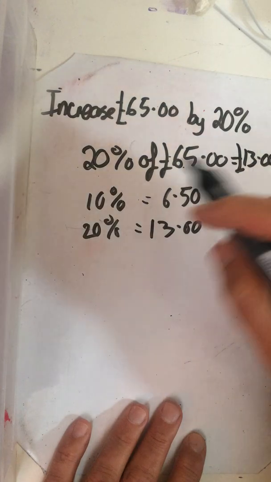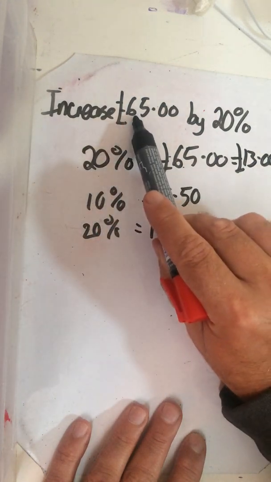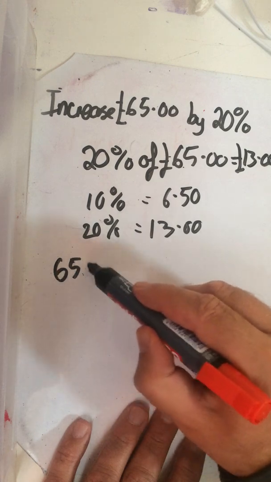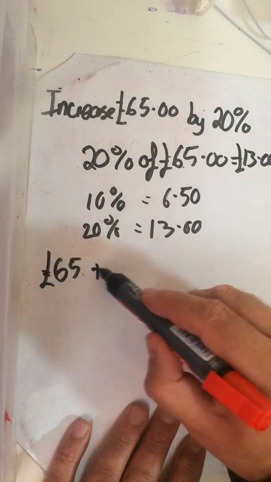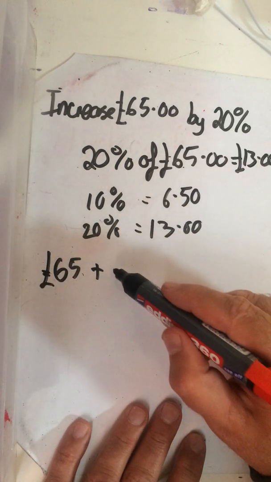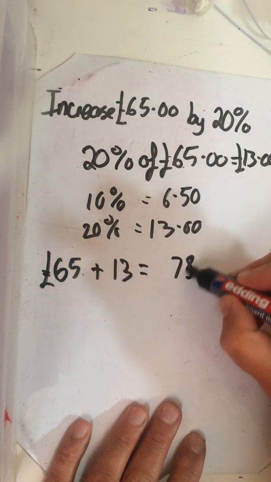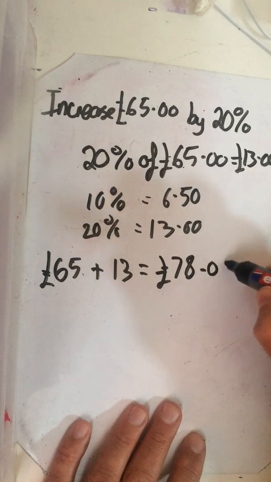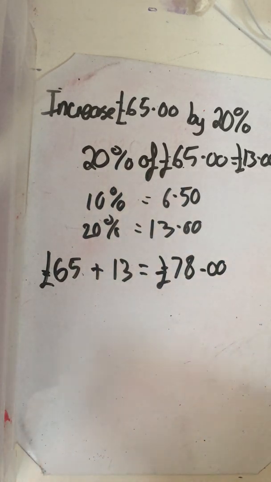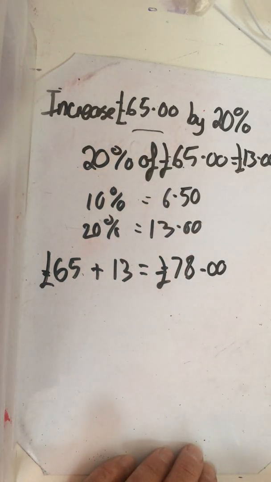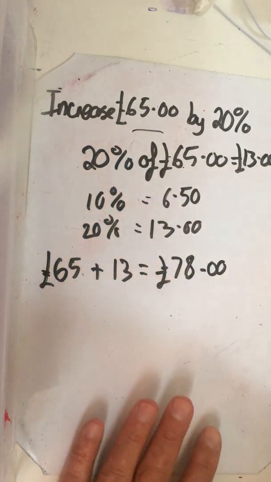Now I need to increase £65 by 20%. So I take my original £65 and I add on the 20% increase, which is £13, and I get £78. So when we're doing a percentage increase, we find the percentage and then we add it on to our original number. Find the percentage, add it on to our original number.